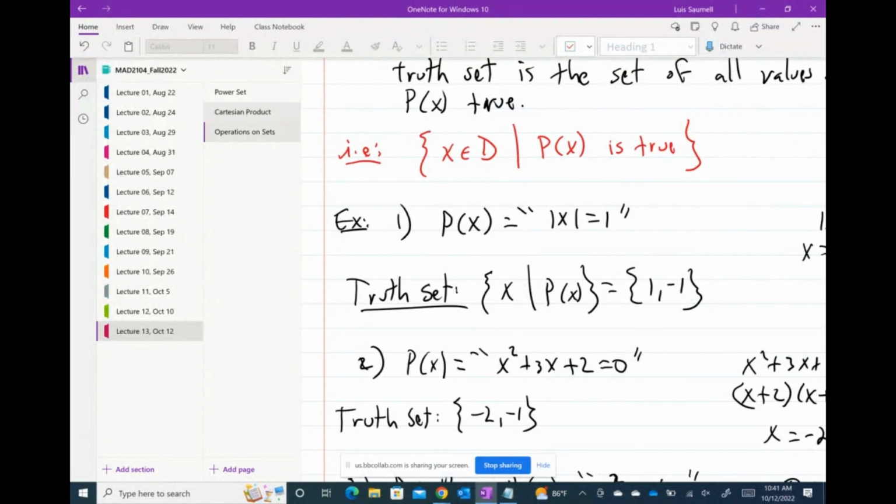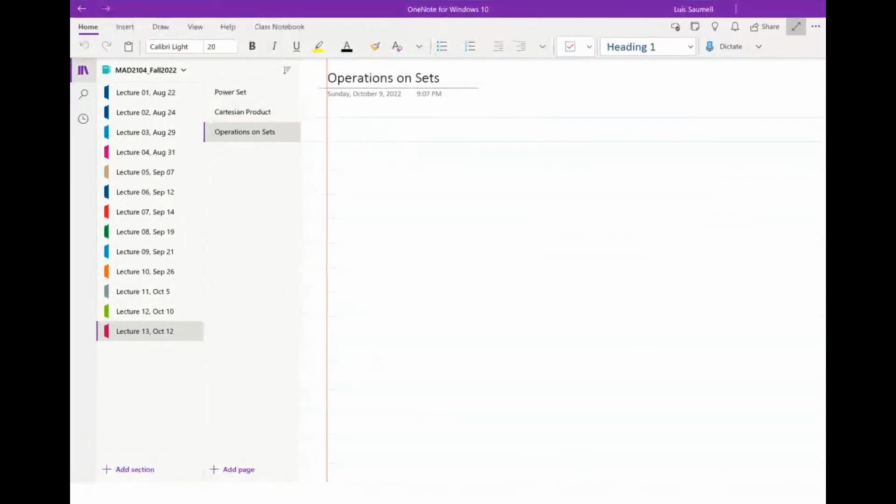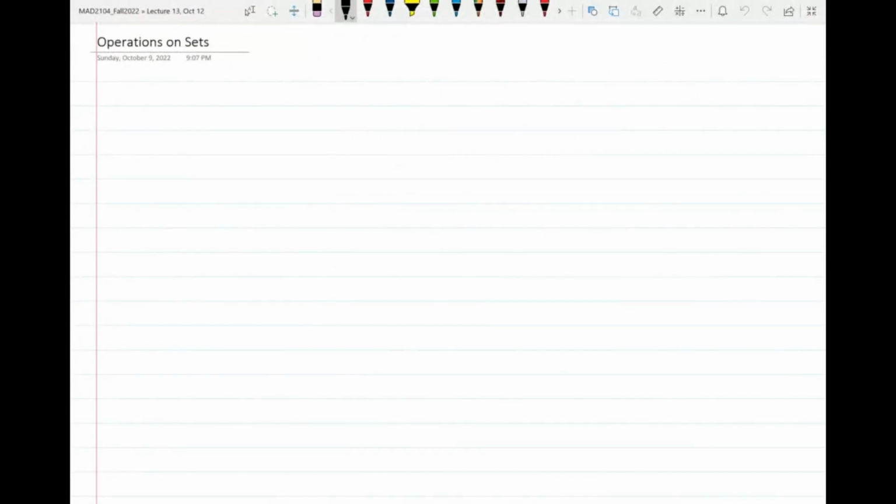No? All right. So now, as usual, when we introduce a new object in mathematics, we like to develop operations that we can do with these objects. Okay? How do they interact with each other? So we have discussed power set. We have discussed Cartesian product. Now let's talk about the other common operations, which are union, intersection, complement. Okay? Let's talk about those.